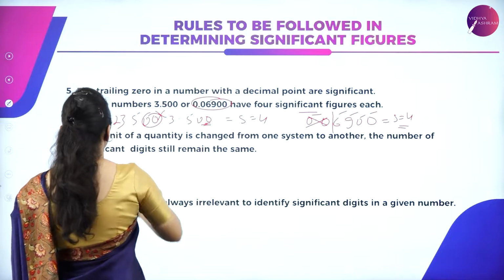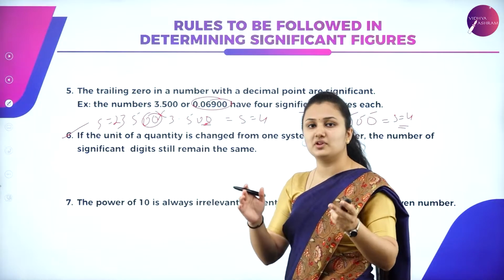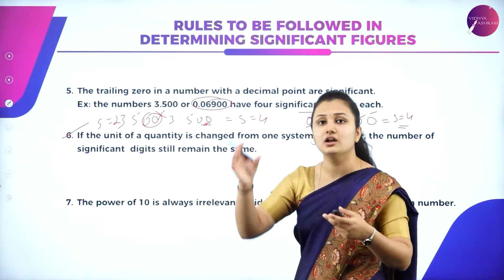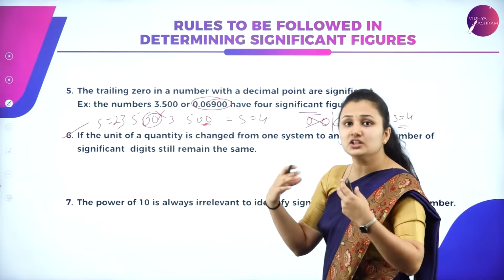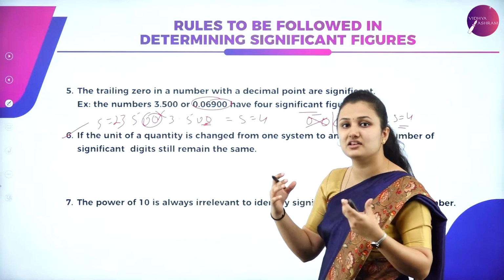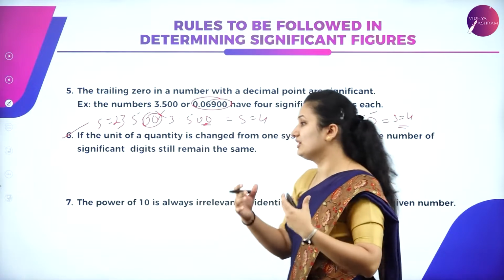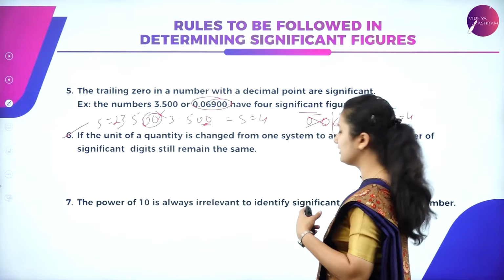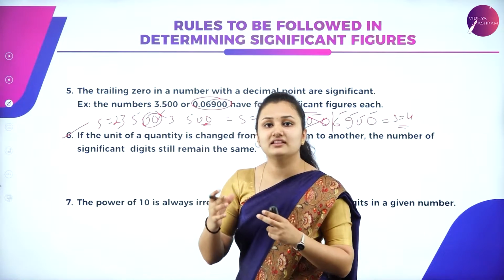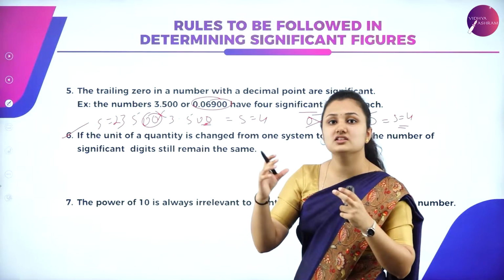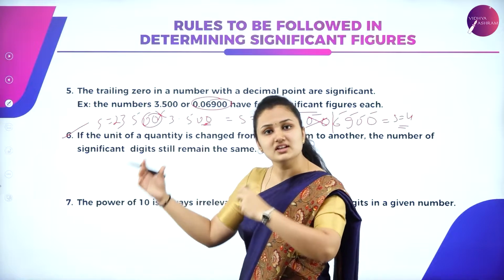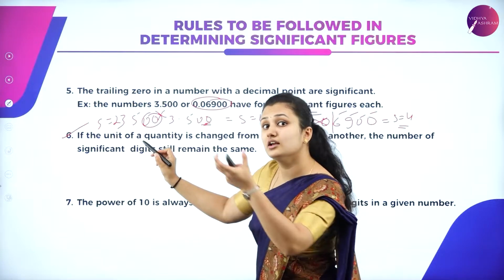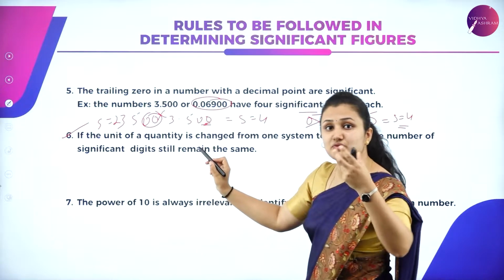So, sixth rule: the unit of quantity. What is a unit? Temperature is represented by Kelvin, amount of substance is given by mole, length is given by meter. Meter, centimeter, these are the units of length. Mass is given by kg, temperature is given by Kelvin. All these are units. So the unit of a quantity may change from one system to another. Say I have length, and its unit is meter. It is changed from one system to another, meaning length in meter is changed to centimeter.